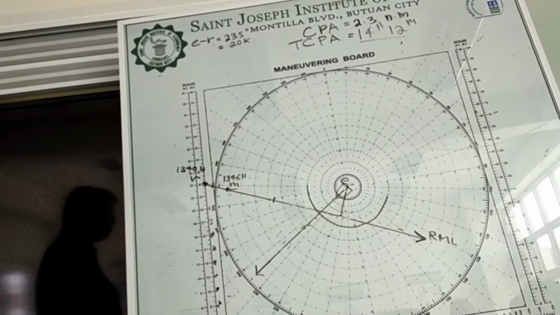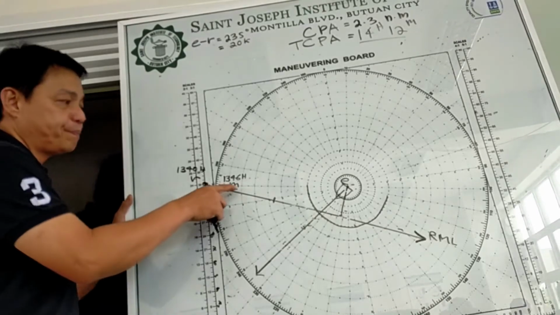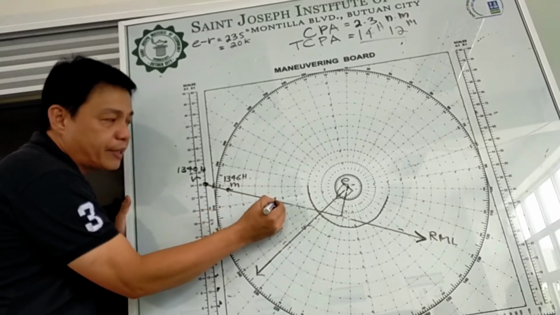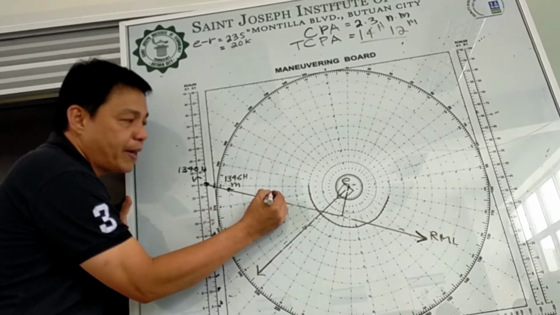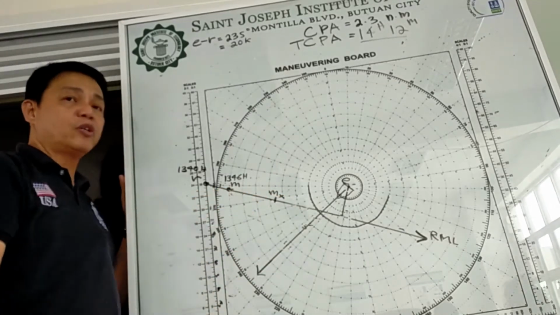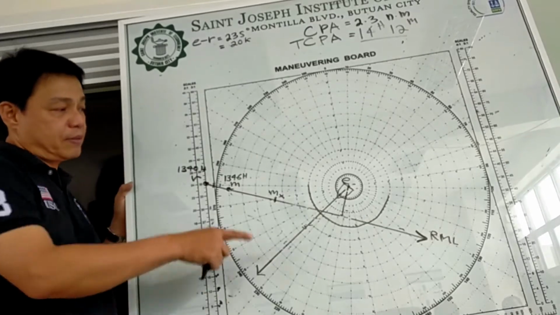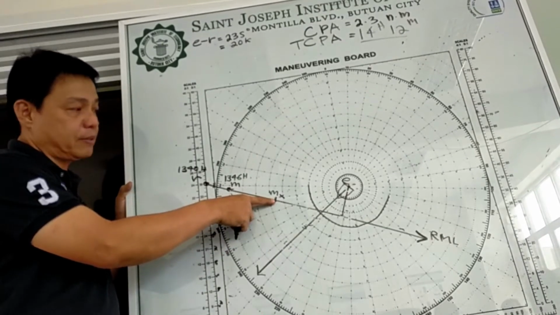5 miles. So what will we do with the 5 miles? We will put a label. Ang tawag na kuha ni Dre is called MX. This is the point that we are going to execute the evasive maneuver, MX.